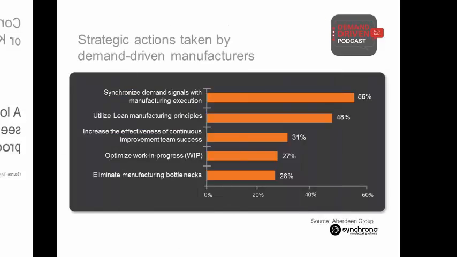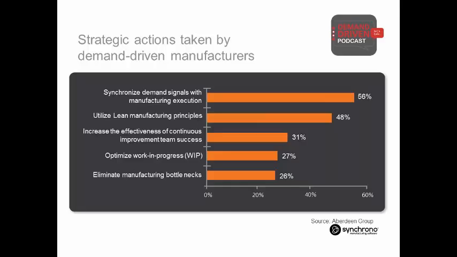So, okay, John, I thought this was interesting. It's from an Aberdeen study on demand-driven manufacturing. And here they note that 31% of the respondents indicated a key demand-driven strategy is to increase the effectiveness of their continuous improvement efforts. Does this surprise you? Does it seem in alignment with what you've experienced?